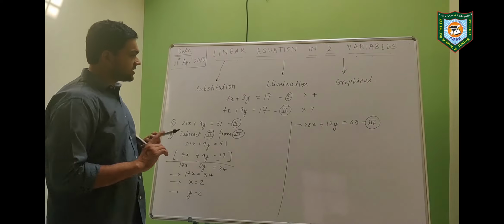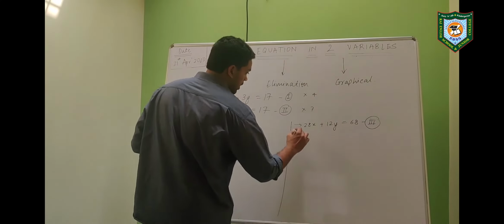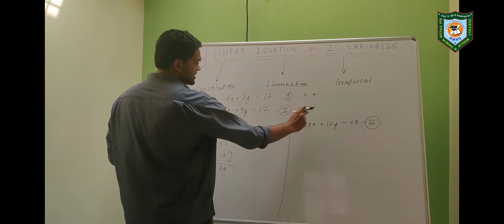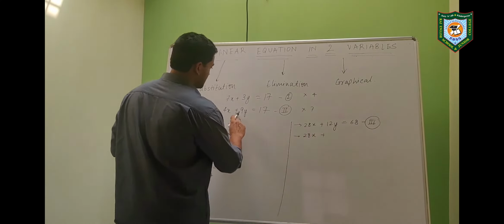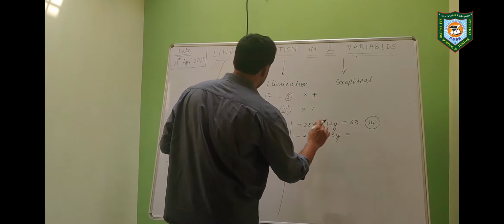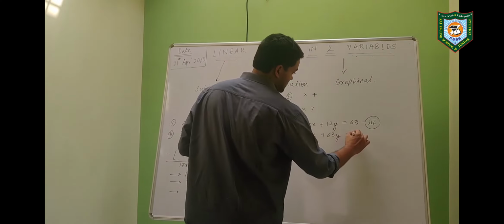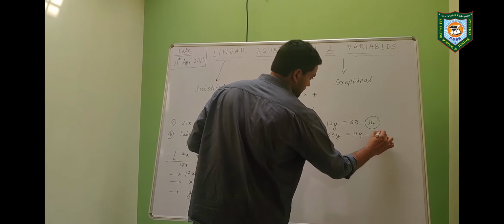Yes, I can safely say that, because we all know 4 times 7 is 28x. So now, multiplying equation number 2 by 7 gives us 28x plus 9 times 7 is 63y, is equal to 17 times 7 is 119. This is equation number 4.